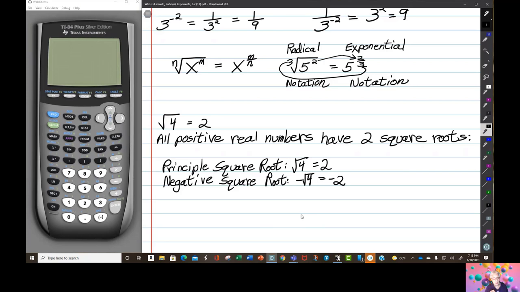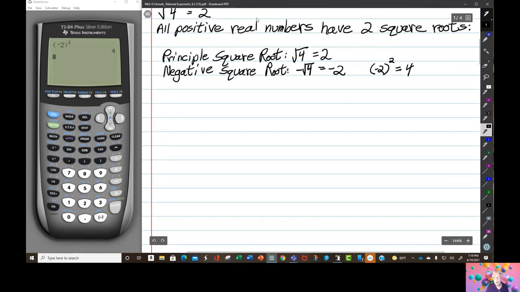And if you doubt that negative 2 is one of the square roots of 4, let me just remind you that negative 2 squared is, let's put it in the calculator, but you have to have parentheses, remember, around negative numbers. Negative 2 squared equals 4, positive 4. That's what a square root is. A square root is a number like 2, such that when you square it, you get the number under the square root sign.